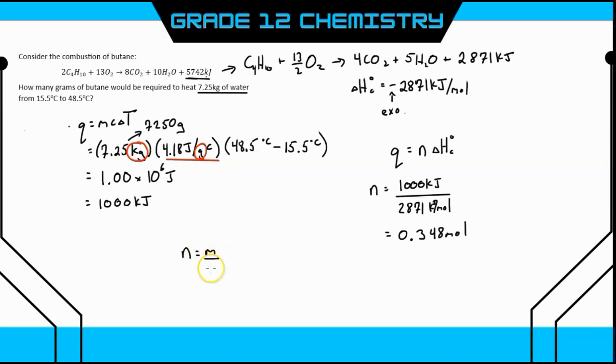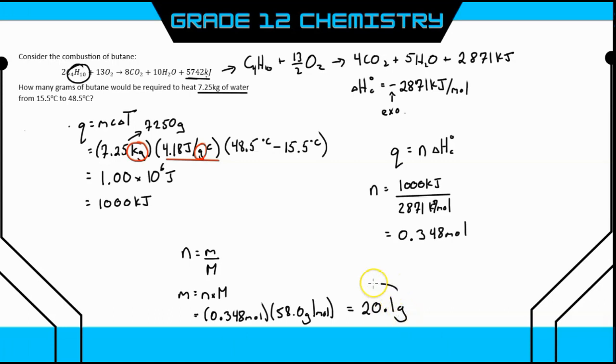Well, once you have that, you can go ahead and say, number of moles is going to equal mass divided by molar mass. So rearranging, we get mass equals number of moles times the molar mass. Now we know how many moles were required. It's 0.348. And you can look at your periodic table, figure out what the molar mass is for 4 carbons and 10 hydrogens, which gives you about 58 grams per mole. And we end up with about 20.1 grams.